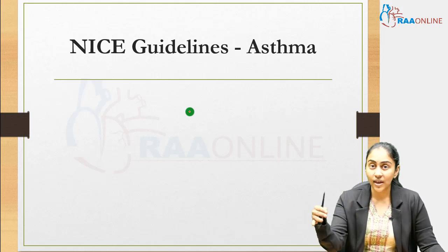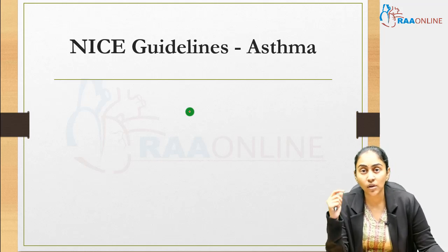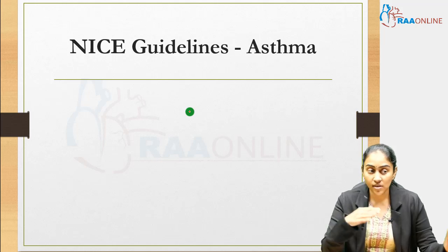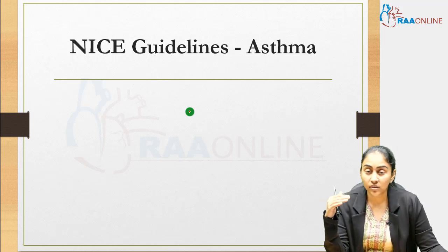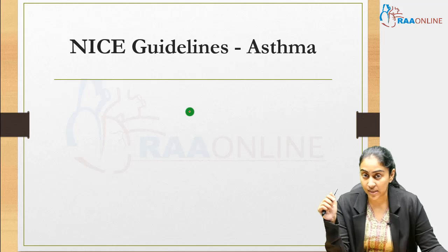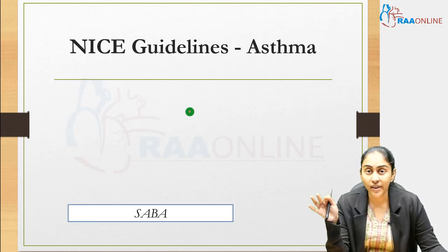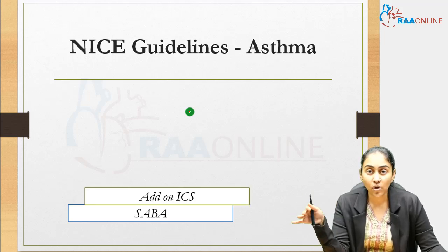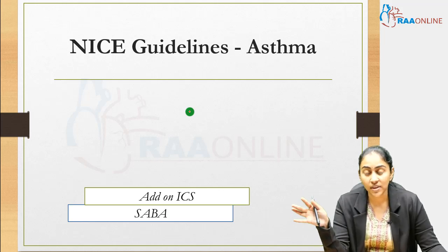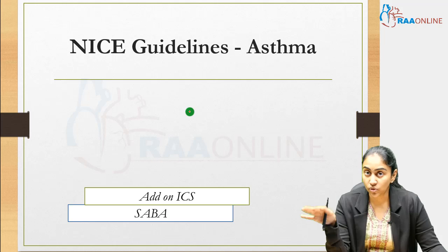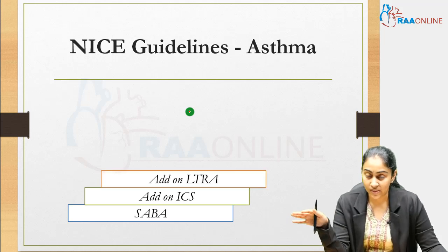So, unless you know the next step, it's very difficult for you to find out what is the next line of appropriate management. So, this is how the stepping up pattern in asthma works as far as the NICE guidelines are concerned. First off, you start off on a short acting beta 2 agonist. Then you add on an inhaled corticosteroid. So, initially the patient is going to be on a SABA SOS. Then you add an inhaled corticosteroid also to it, usually on an SOS basis.